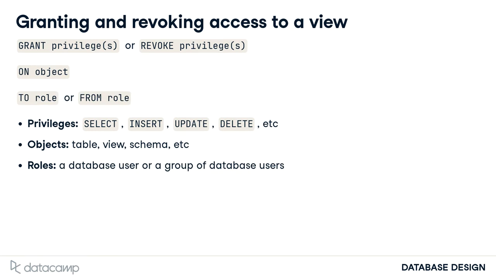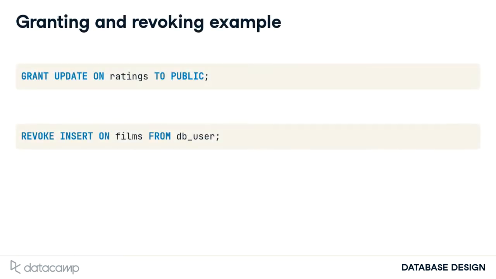In Chapter 4, we'll go more in depth about different types of roles and privileges. For now, we just need a high-level understanding. Here's an example. The update privilege on an object called ratings is being granted to public. Public is a SQL term that encompasses all users. All users can now use the update command on the ratings object. In the second line, the DB user will no longer be able to insert on the object films.